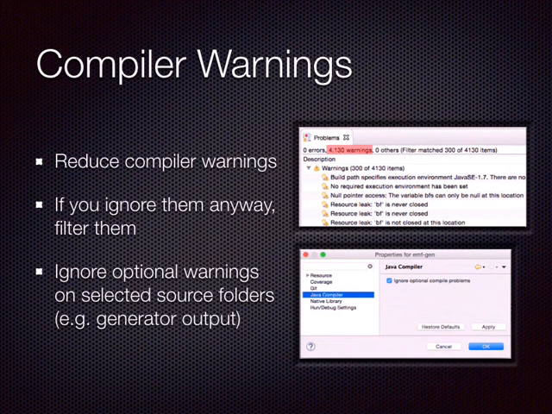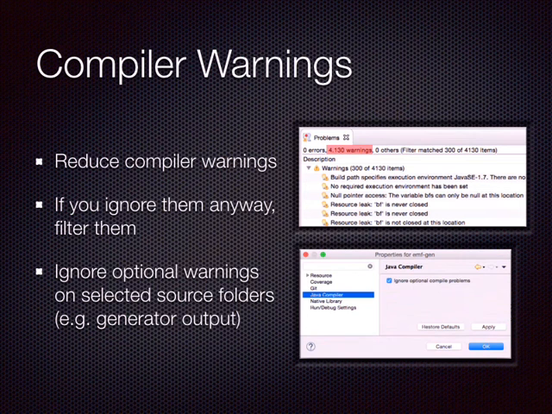Especially interesting is an option to ignore optional compile problems for certain source folders. This is interesting, especially for generator output. If the generator is not smart enough to compute the right set of imports and has more imports than you need, or raw types is also a huge candidate, then you can just say, okay, these kinds of warnings should be filtered.